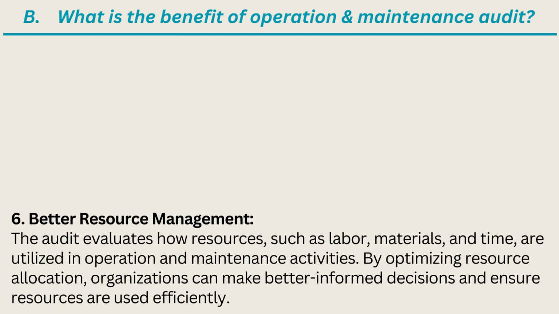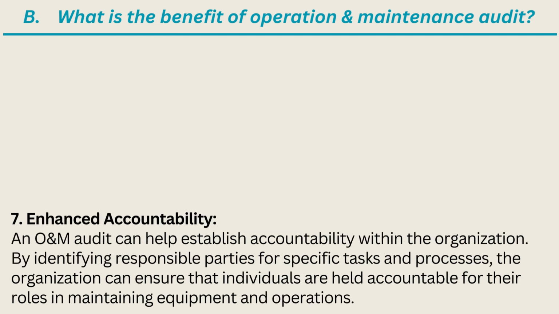6. Better resource management. The audit evaluates how resources, such as labor, materials, and time, are utilized in operation and maintenance activities. By optimizing resource allocation, organizations can make better informed decisions and ensure resources are used efficiently. 7. Enhanced accountability. An O&M audit can help establish accountability within the organization. By identifying responsible parties for specific tasks and processes, the organization can ensure that individuals are held accountable for their roles in maintaining equipment and operations.